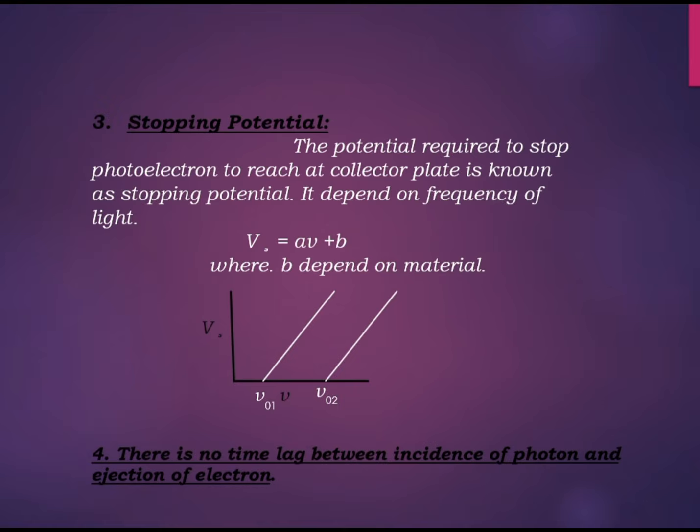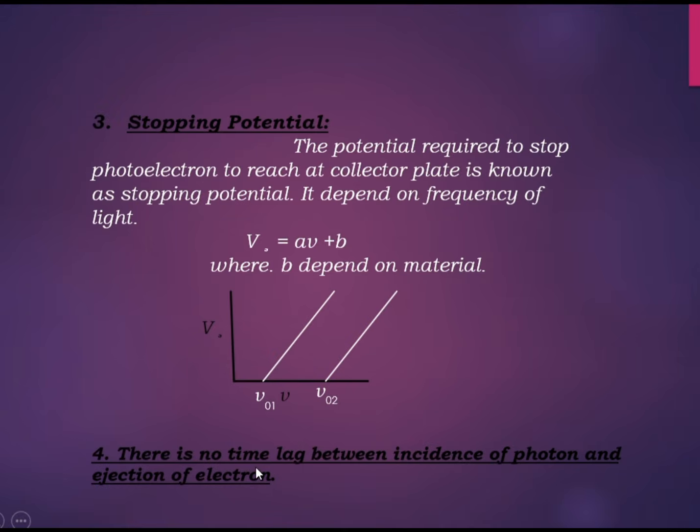Now the fourth result of this experiment was that there is no time lag between the incidence of a photon and the ejection of an electron. What does it mean? Now the photoelectric effect is actually explained by using the particle nature of light. Okay, it cannot be explained by using the wave nature of light. Since we are using the particle nature of light, it means there will be no time lag between incidence of photon and ejection of electron.